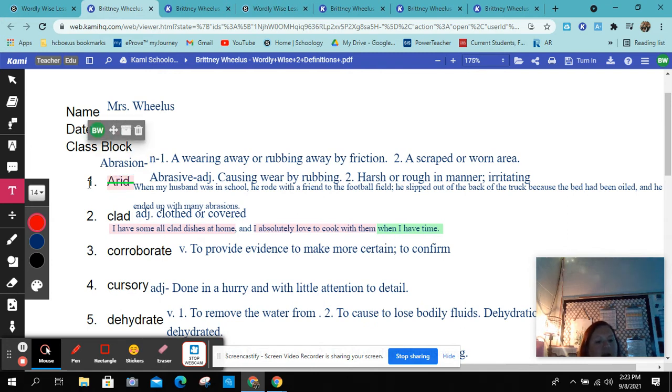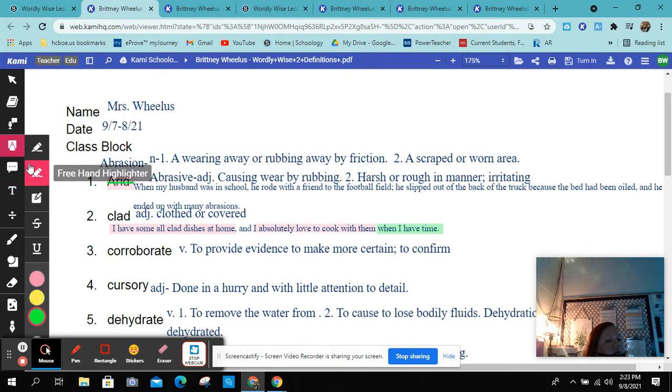Okay? So what I want you to do right now is arid needs to be marked out because the word is abrasion. So you're going to click on this markup button. And you're going to go ahead and click the strike through. And then you're going to take your cursor and drag it over the word arid. And when you do that, it marks a line through the word.